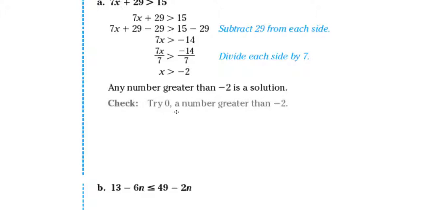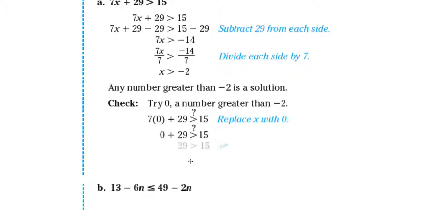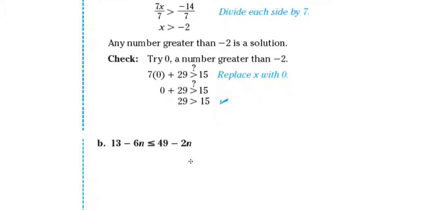And let's check our answer. Since 0 is greater than negative 2, we'll try 0 and see if it makes sense or not. 0 plus 7 times 0 plus 29, is it greater than 15? We find out that it is. 29 is greater than 15.